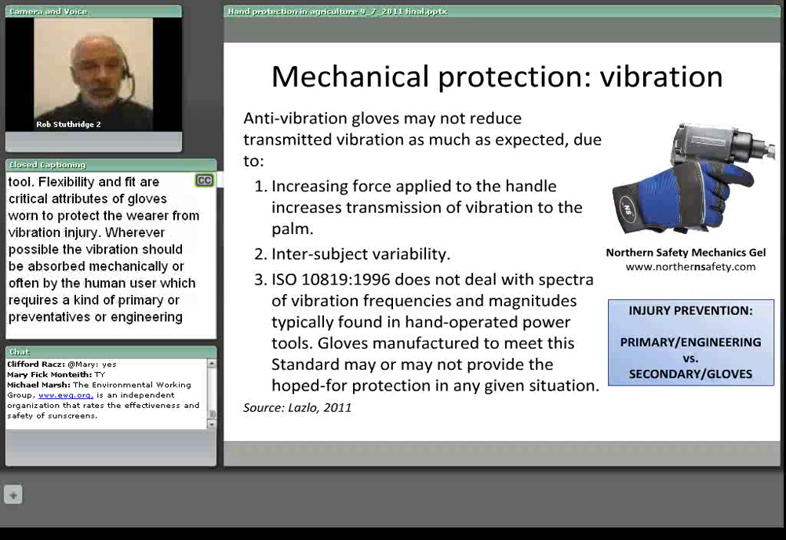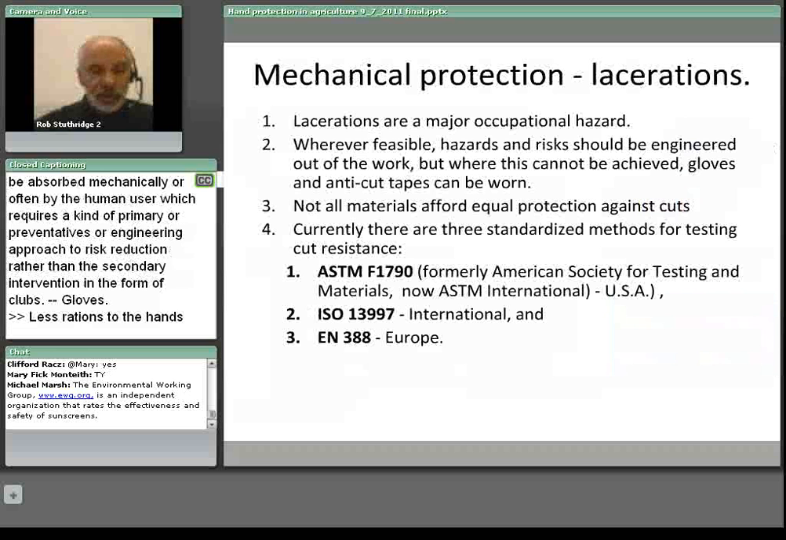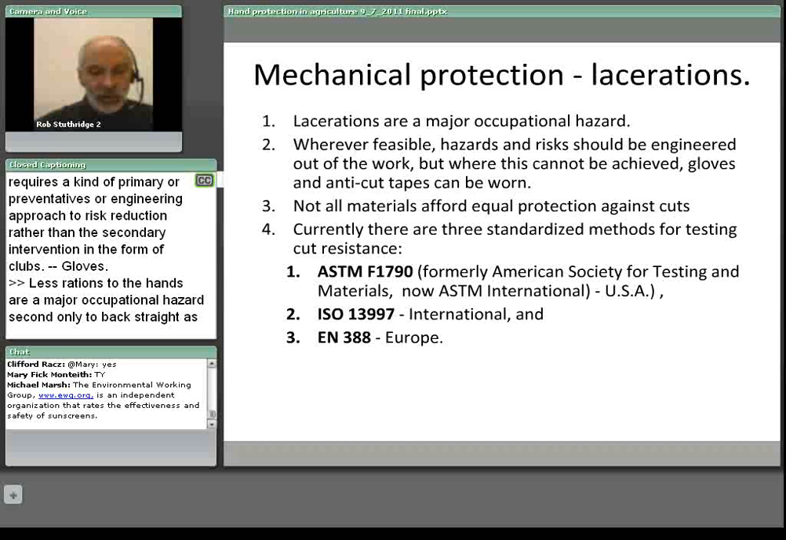Lacerations to the hands are a major occupational hazard, second only to back strain as the leading cause of lost work time and physician visits. Hand protection from lacerations is very important. Again, wherever feasible, hazards and risks for laceration should be engineered out of the work. But where it can't be achieved, gloves and anti-cut tapes can be worn.